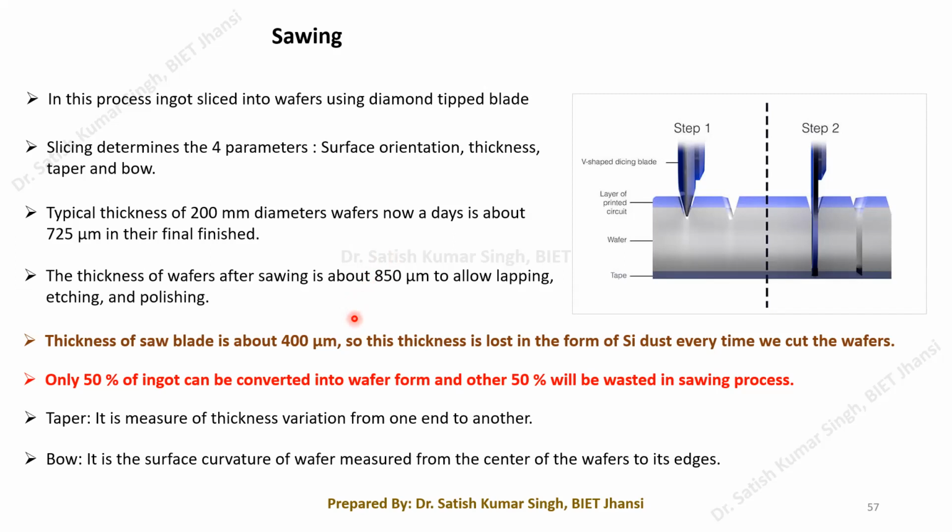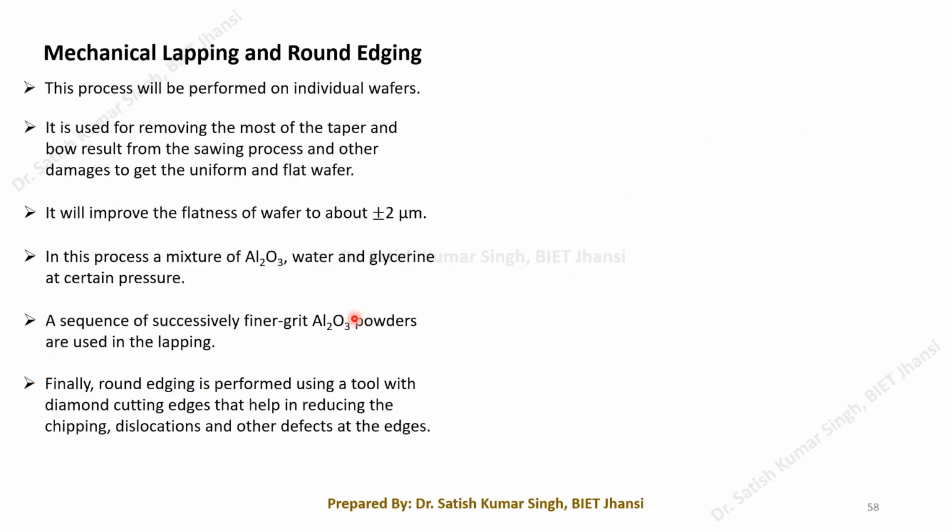If there is damage, then if you make the ICs, you won't find the right properties of your devices. The properties will have certain mysterious characteristics you won't be able to understand. So basically we need a flat surface without any damage. To do that, we have to follow the next step, which is called mechanical lapping and round edging. In this process, again it will be done on the individual wafers, and what we have done is the sawing process.